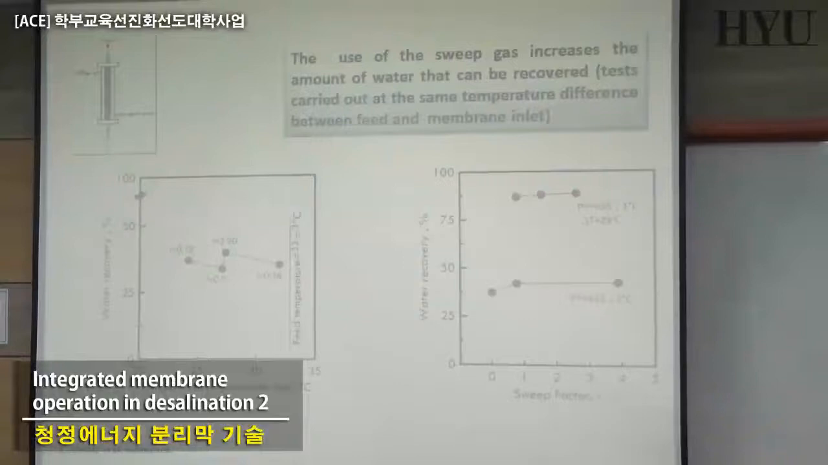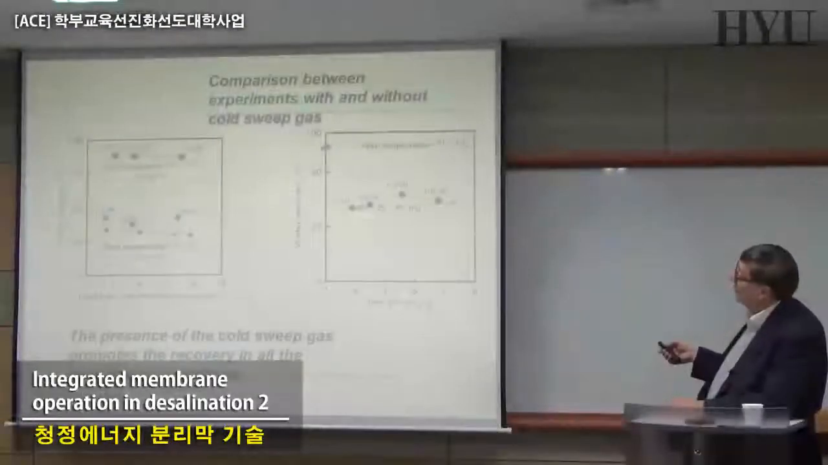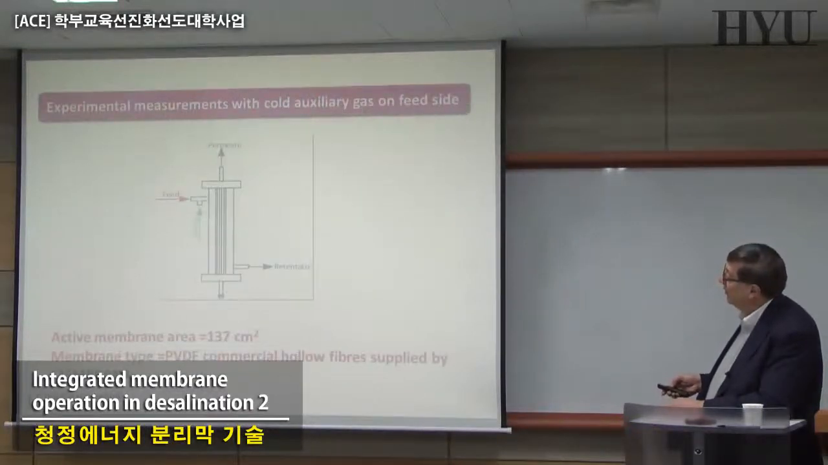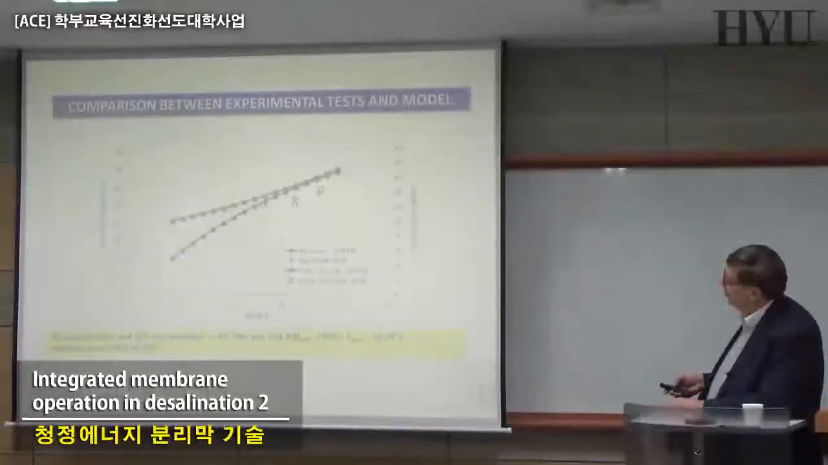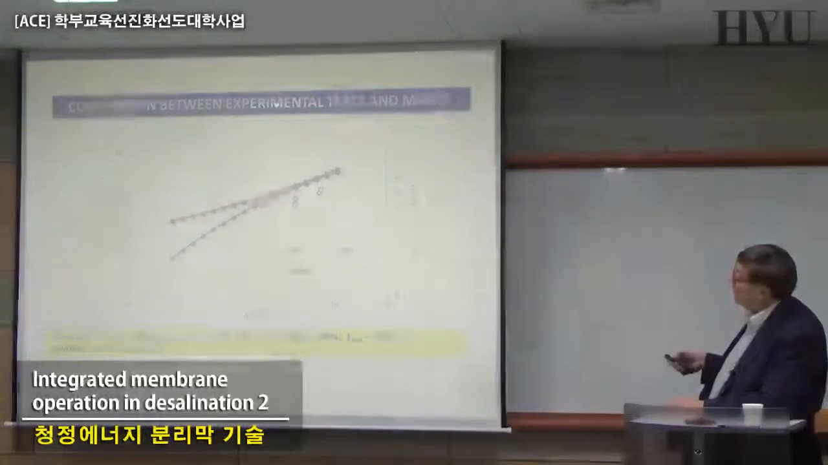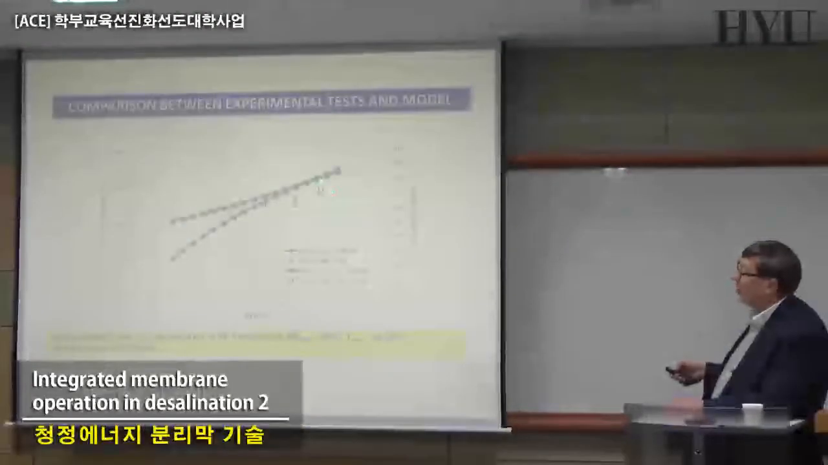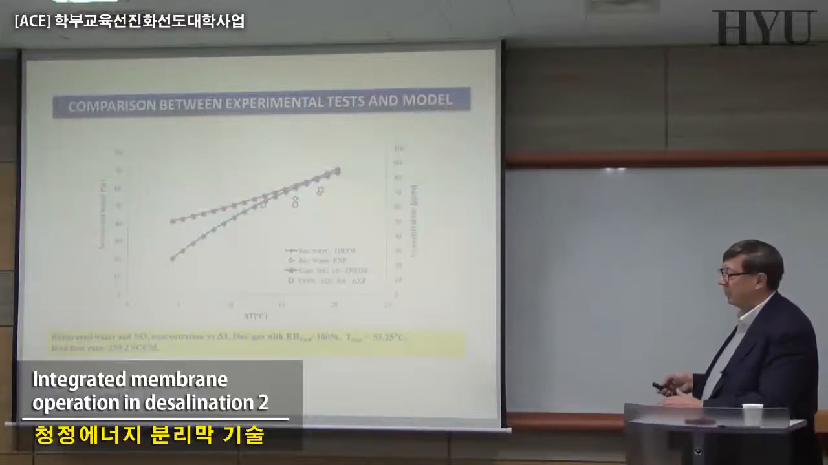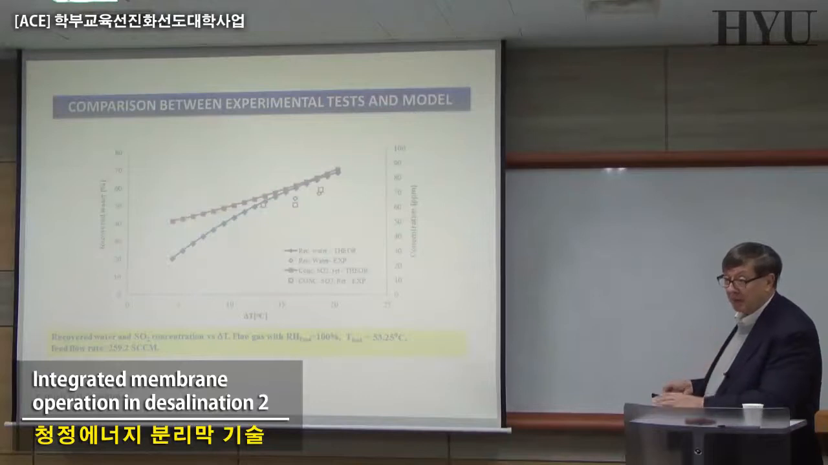Just to show you the whole story, here is another comparison between with and without cold sweeping gas, etc. This kind of analysis has to be done one by one, to decide which one is the most appropriate. Here there is some comparison between experimental test and model. You can see here this is the predicted, the theoretical one, and these are the experimental one. They are not on the line, but this discrepancy is about 10%, 15%, which is much better than what I was expecting, I have to admit.